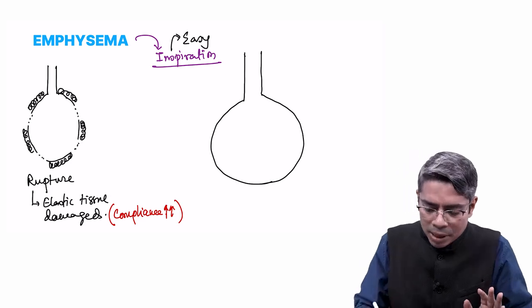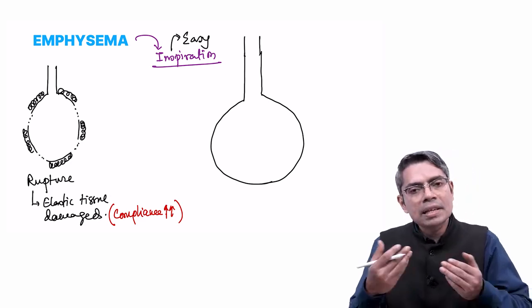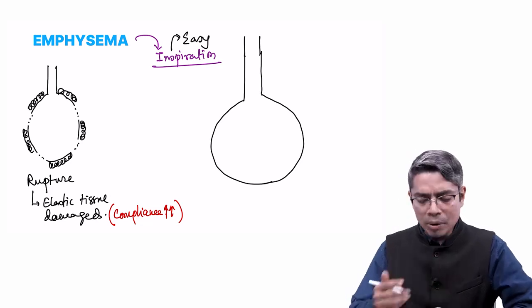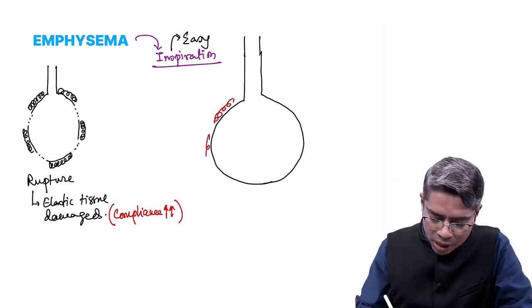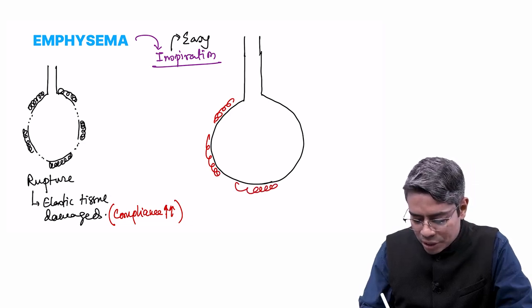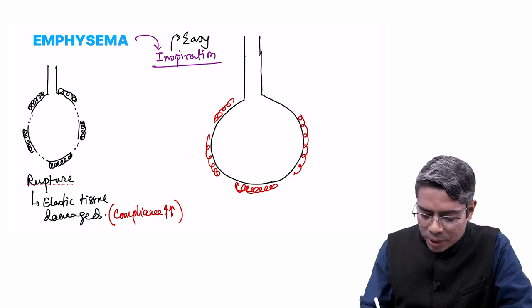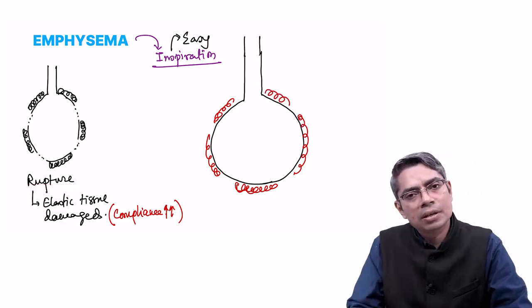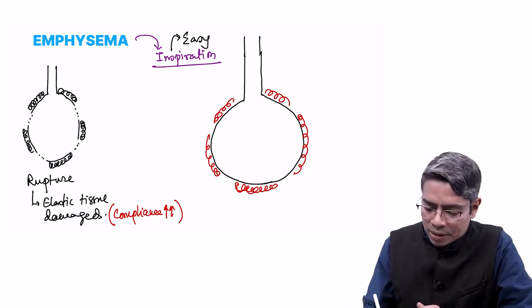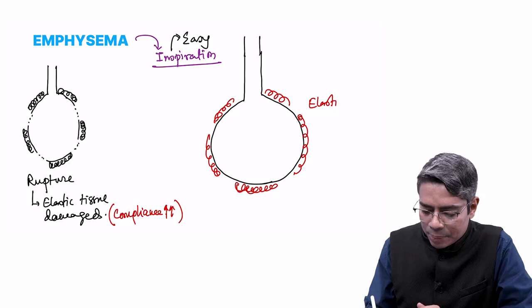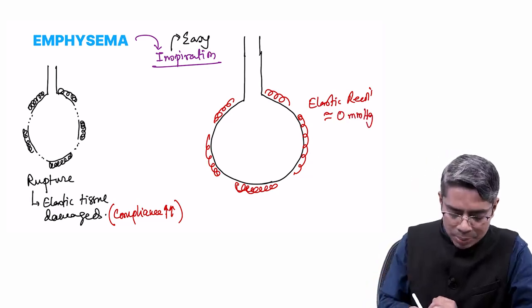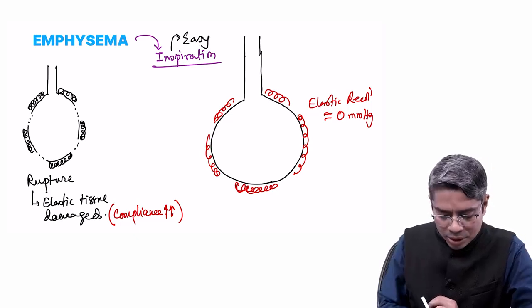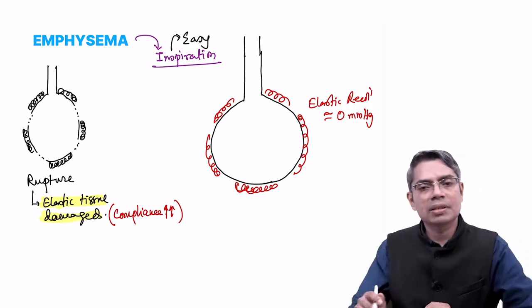Inspiration is easy. But now when the person tries to do expiration: normally in our lung, expiration is a passive process. Why? Because the recoil of the elastic tissue which surrounds the alveoli is sufficient to compress the alveoli back to the original condition. But in case of emphysema, because these elastic tissues are destroyed, what will happen to the elastic recoiling force? The elastic recoiling force will be near equal to 0 millimeter of mercury because of the rupture and damage of this elastic tissue.